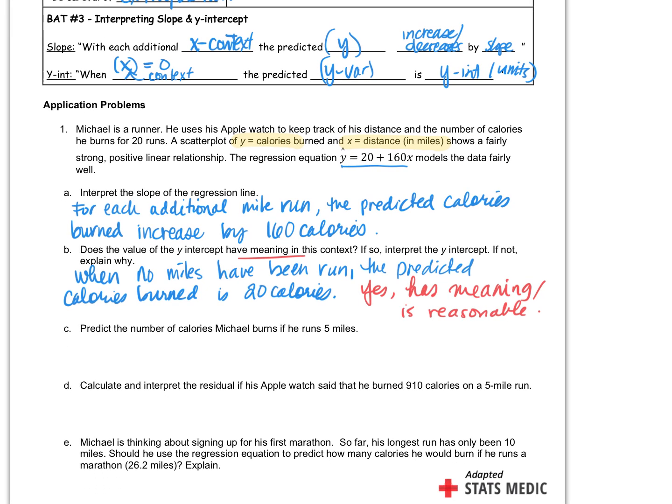Part C, predict the number of calories that Michael burns if he runs 5 miles. What does that mean I need to do? Plug it in. So let's plug it in. Y hat equals 20 plus 160 times 5. Show your work, always. So I get 820 miles. Or not miles, what is it? Calories.